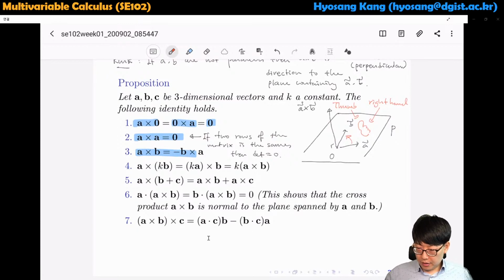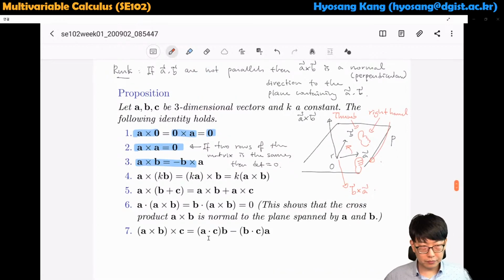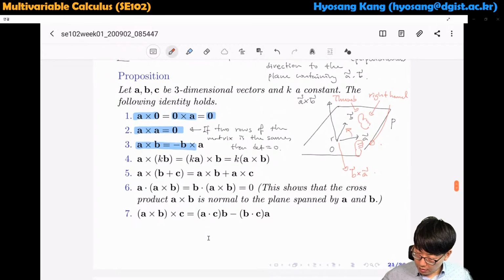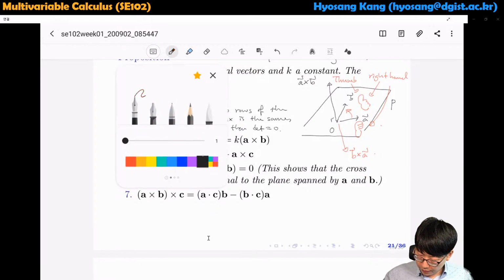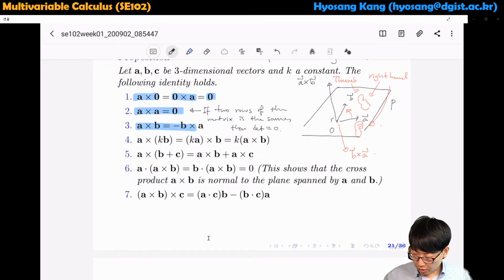So if you have a cross product B to A, then you get the opposite, right? So this is the opposite right hand. You get the inverse direction here. So this direction is B times A. Okay, both are right hand. And the rest of the properties are kind of obvious. Well, maybe not obvious for the seventh one. The seventh property is not that obvious, but it's not hard to show.